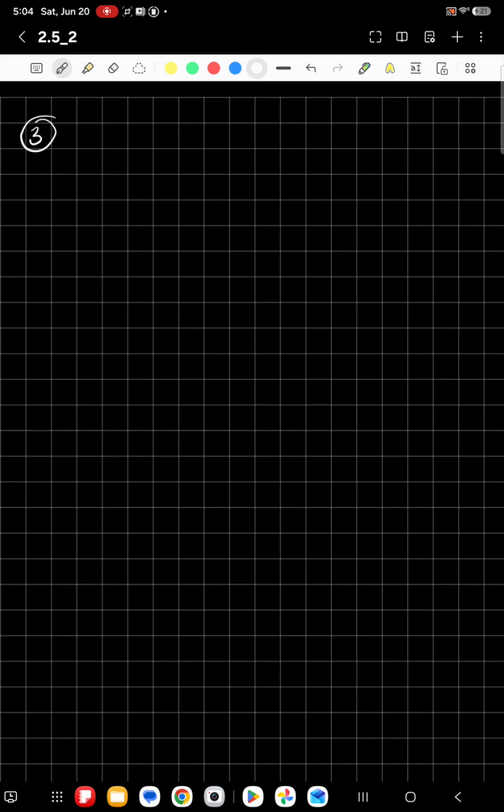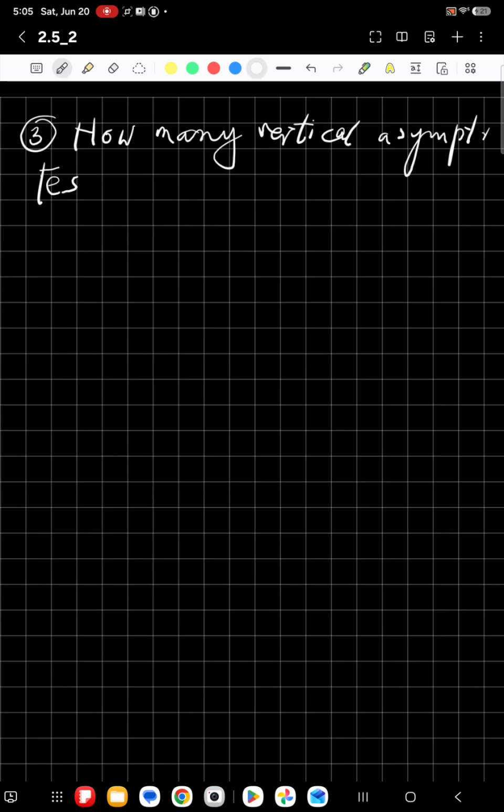And question number 3. How many vertical asymptotes can we have? Is there a limit? It's pretty bad handwriting, but I hope you can read it. Number 4, how many horizontal asymptotes can we have?